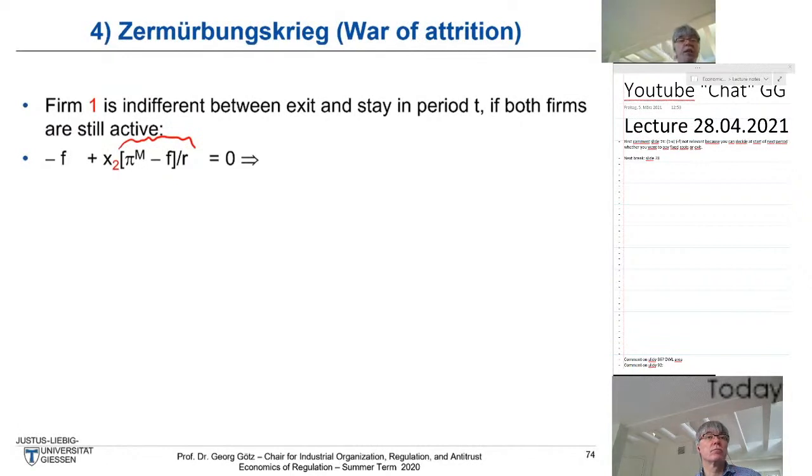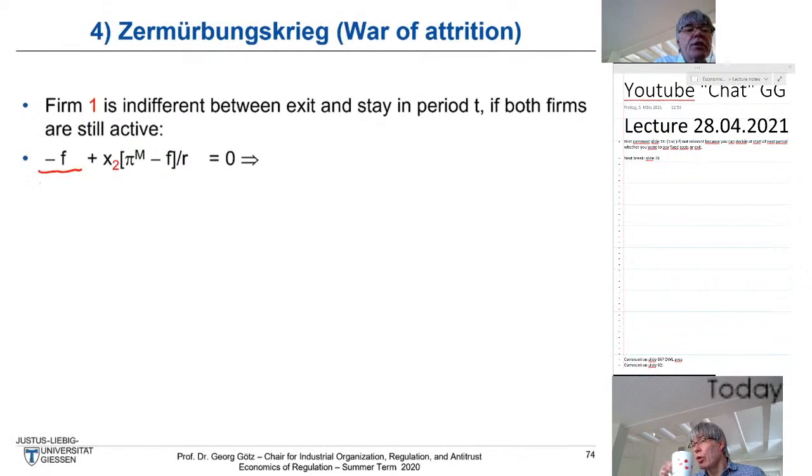Now, firm 1 is indifferent between exit and stay if both firms are active. What is the profit of firm 1 if both are active? The profit in this period is just minus F, of course, because price is equal to marginal cost, P is equal to C, and therefore profit is equal to minus F. So the losses are the fixed cost.